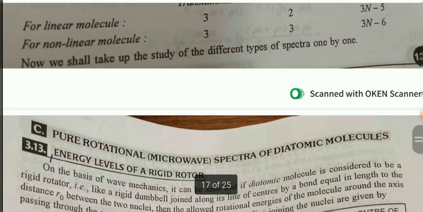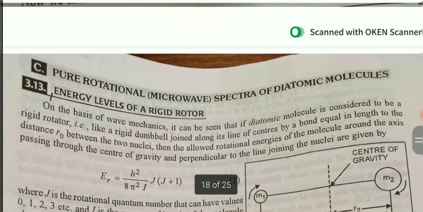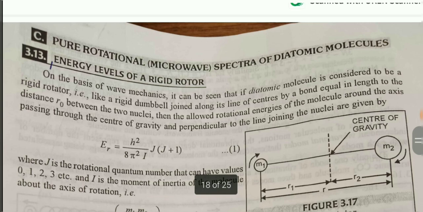Now we shall take up the study of the different types of spectra one by one. Pure rotational spectra of diatomic molecules. Heading 3.13. Energy levels of a rigid rotor.